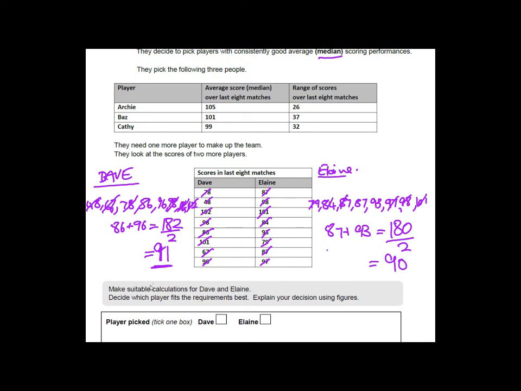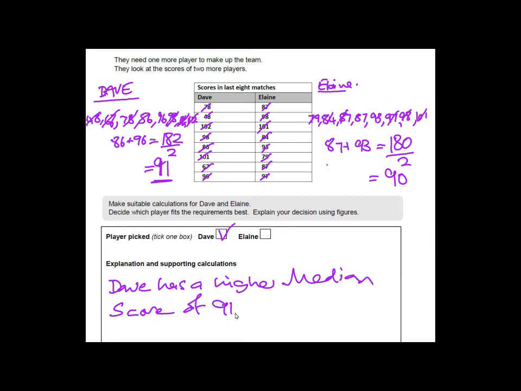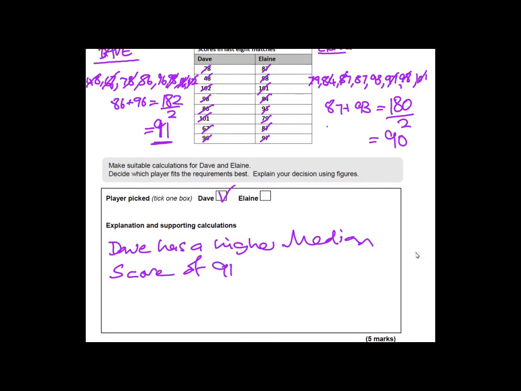So decide which player meets the requirements the best. You would have to say it's Dave, and the explanation, well, the supporting calculations are above, and the explanation is Dave has a higher median score of 91, and you can leave it as that. And this question is worth 5 marks.